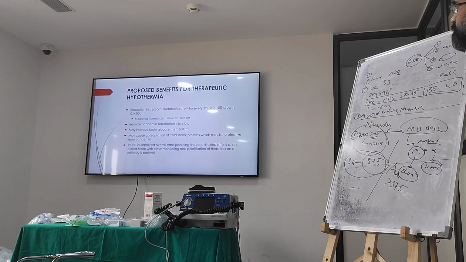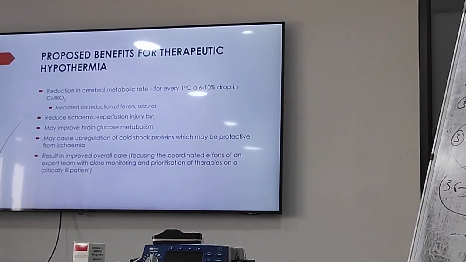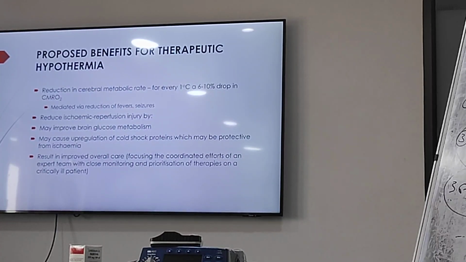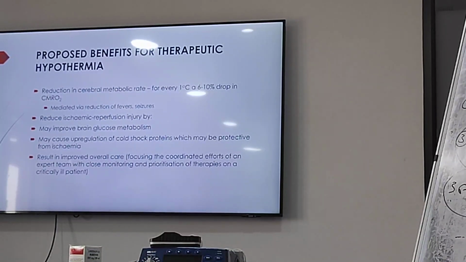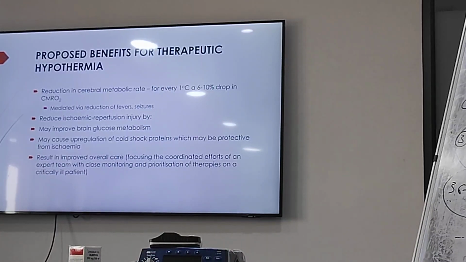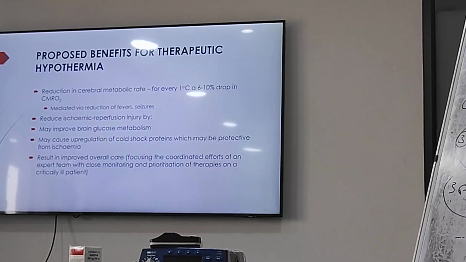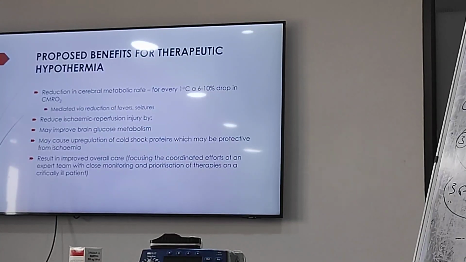Okay, so one thing I missed out was, what does therapeutic hypothermia do? What are the proposed benefits behind this? First, it reduces the cerebral metabolic rate and reduces the ischemic reperfusion injury. It improves glucose metabolism in the brain, and it can cause upregulation of something called cold shock proteins, which is protective against ischemia, and it results in improved overall outcome.